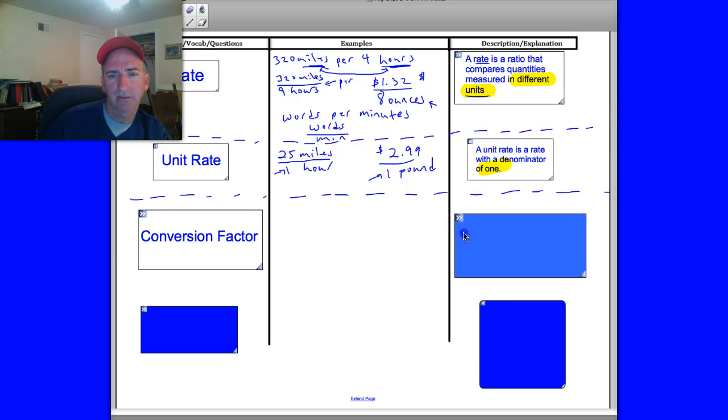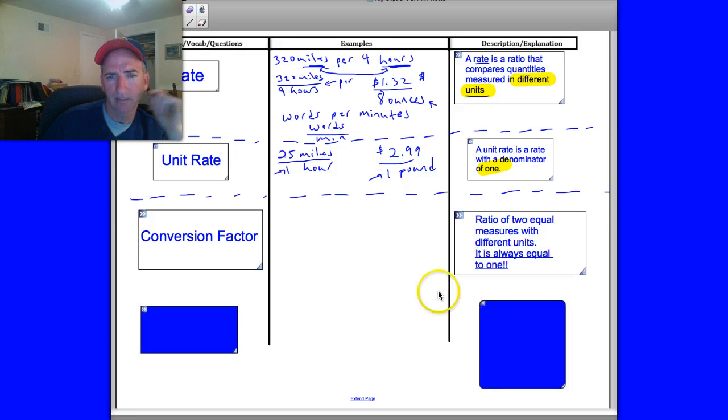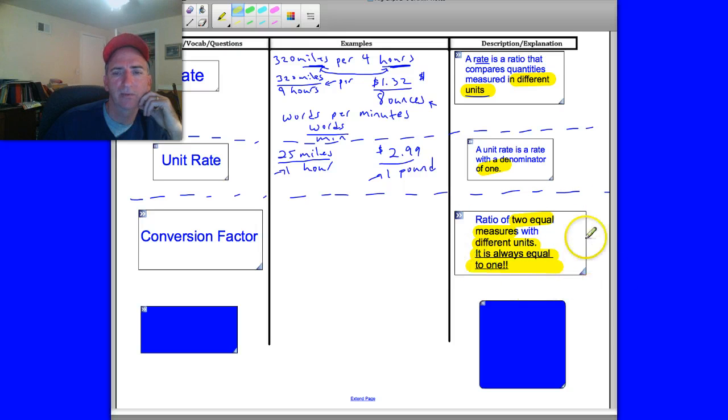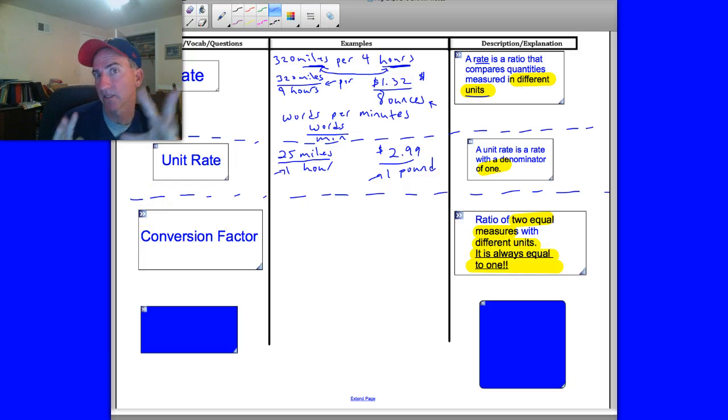A conversion factor is basically a ratio of two equal measures with different units, and it's always equal to 1. This will all probably make more sense when we get into the examples soon. But hit pause and make sure you're getting all this vocabulary down as we go here, because I'm going to just keep talking, assuming you're stopping and writing down, right? That's important, and it'll help me keep the times down on these videos, hopefully.